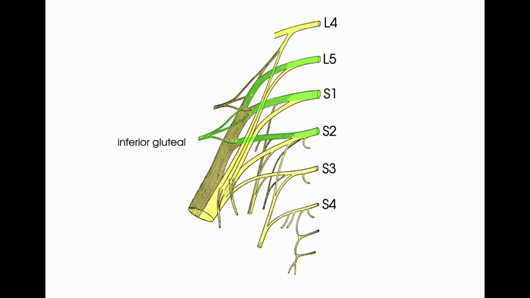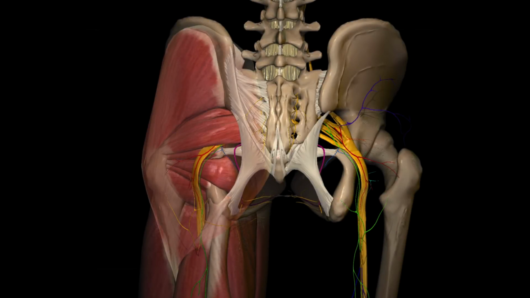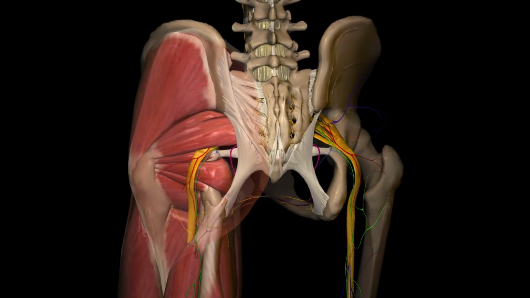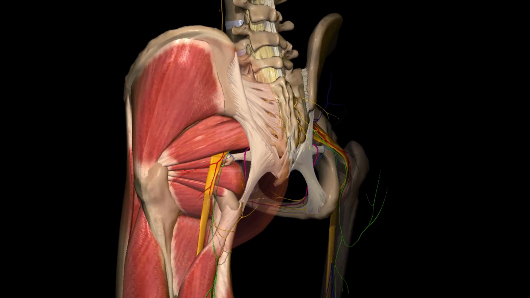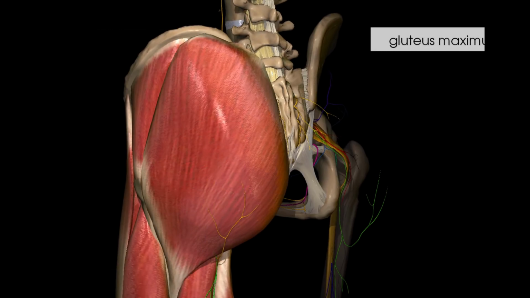The inferior gluteal nerve originates from spinal nerve roots L5, S1 and S2. This nerve leaves the pelvis via the greater sciatic foramen, entering the gluteal region inferiorly to the piriformis muscle. It is accompanied by the inferior gluteal artery and vein for much of its course. Its motor function is to innervate the gluteus maximus muscle.